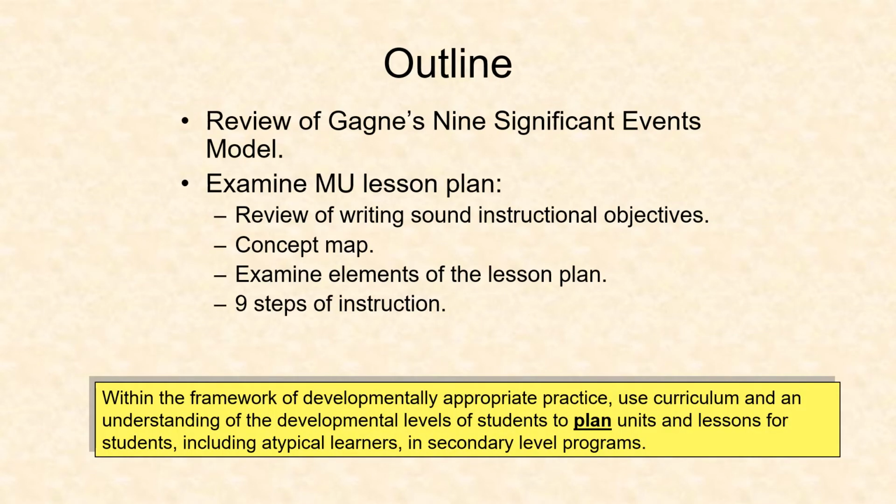In this video, let's begin by reviewing Gagne's model for instruction, and then let's examine the Misericordia lesson plan in which we will apply knowledge of Gagne's model. Let's focus specifically on reviewing the writing of sound instructional objectives, drawing up a concept map. Let's look at the other elements in the lesson plan, including the 9 steps of instruction.